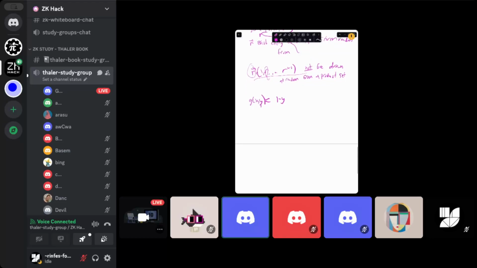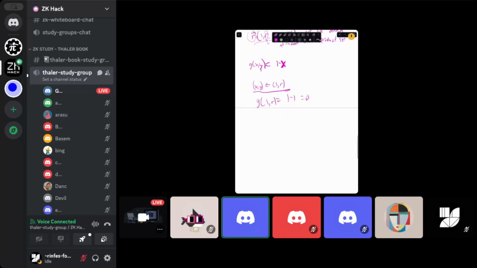So then if you set XY to be 1 comma R. No, I messed this up. 1 minus X, that would certainly mess it up. If you set it, then G of 1 comma R is just 1 minus 1, which is 0, for all X of this form. And you can come up with similar things.